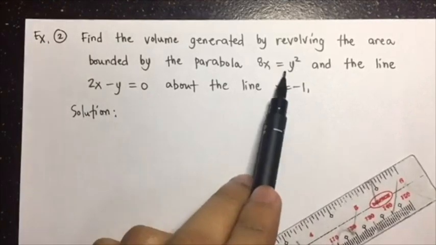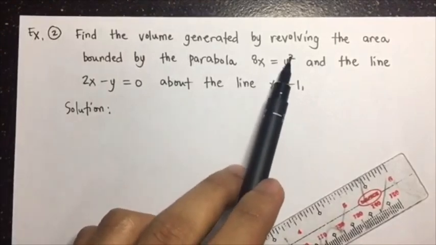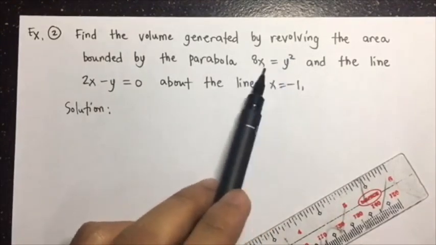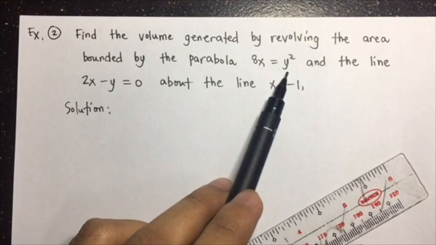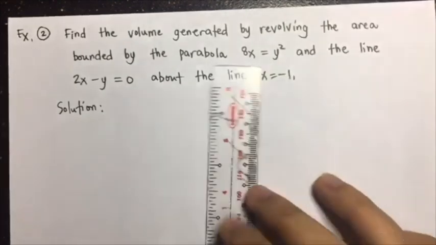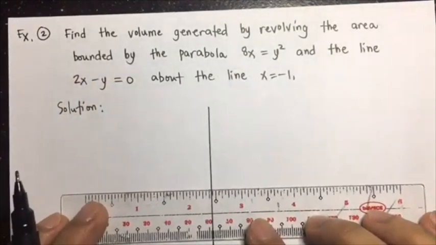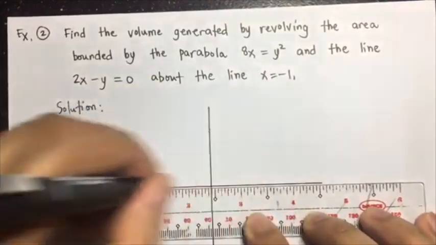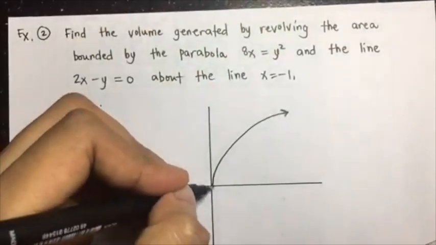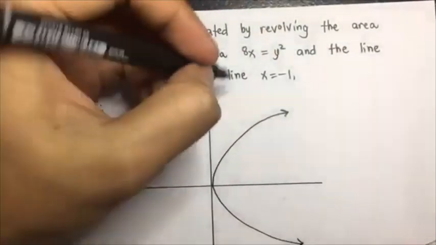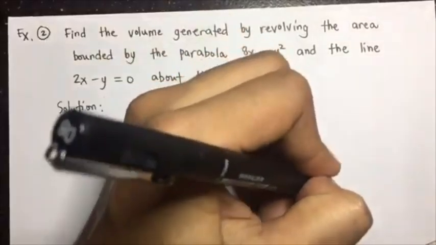So we have 8x is equal to y squared, so that is obviously a parabola. Since y is squared, this parabola is opening to the right. Okay, so the parabola is opening to the right. Okay, so this is the y-axis, x-axis.